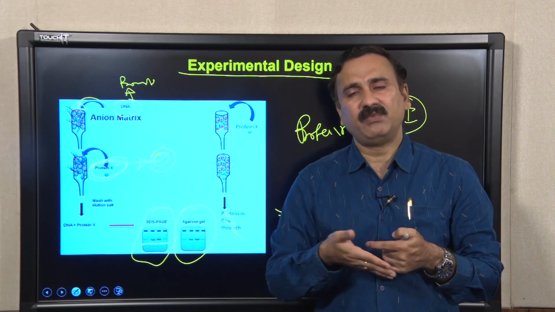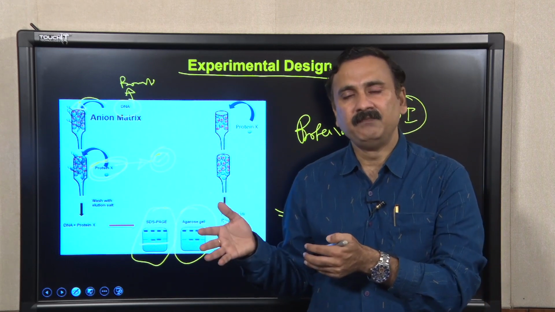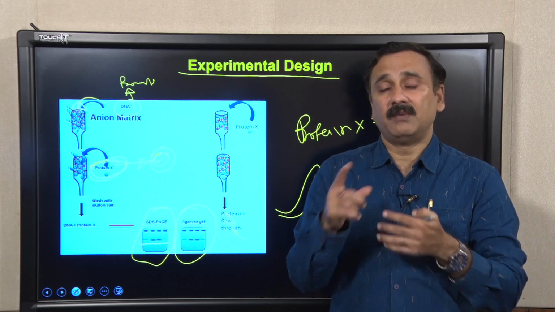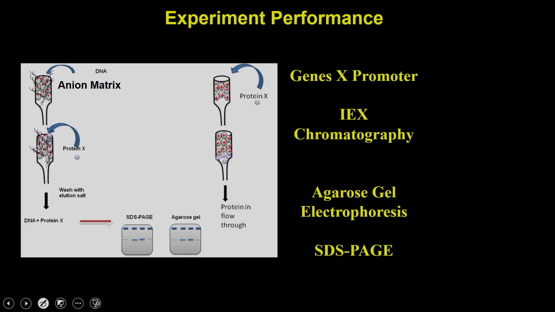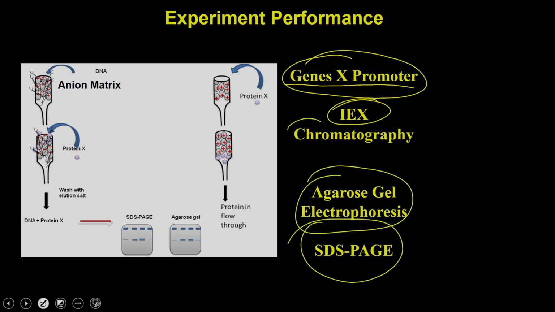As a verification experiment, you can add some DNA degrading enzymes, or you can change the pHs and all that. So, this is what you have to do: you have to clone a gene promoter, then you have to do the ion exchange chromatography, you have to do the agarose gel electrophoresis, and you have to do the SDS-PAGE.